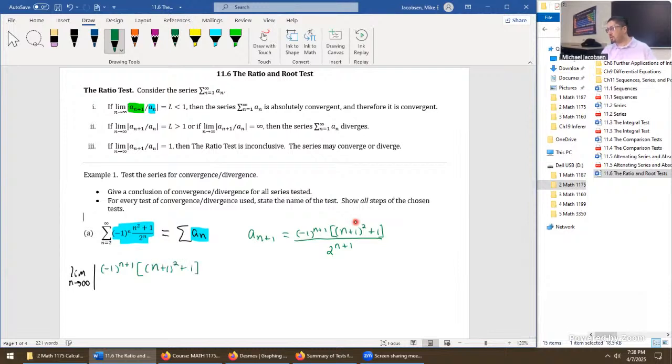n+1 squared plus 1. But then down below, this is a good one to factor down. If it's 2 to the power of n+1, let's rewrite it as 2 to the power of n times 2. That gives us the n+1. Next, we're dividing it by this whole thing.